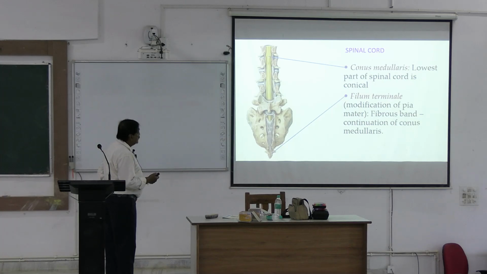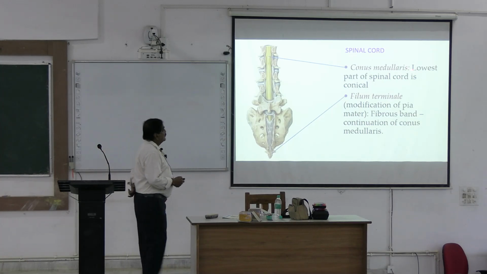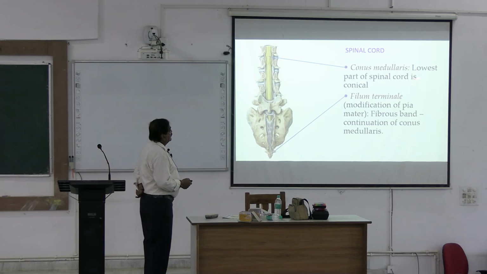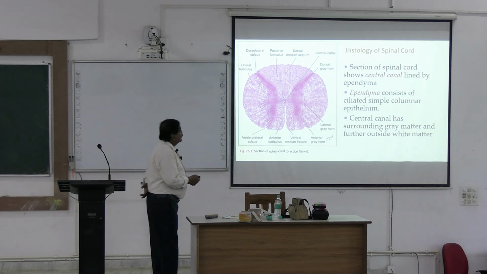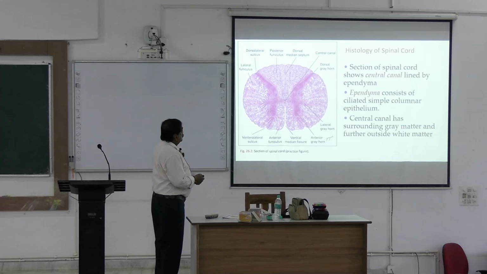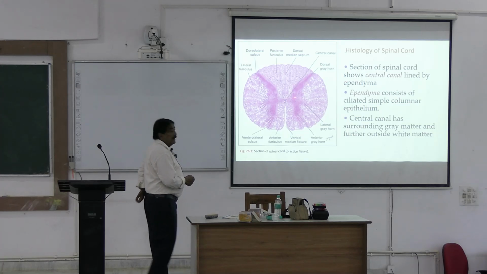Now, the spinal cord: conus medullaris, the lowest part of the spinal cord, is conical, and the filum terminale, a modification of pia mater, is a fibrous band, a continuation of the conus medullaris. Now, histology of the spinal cord: the section of spinal cord shows the central canal.